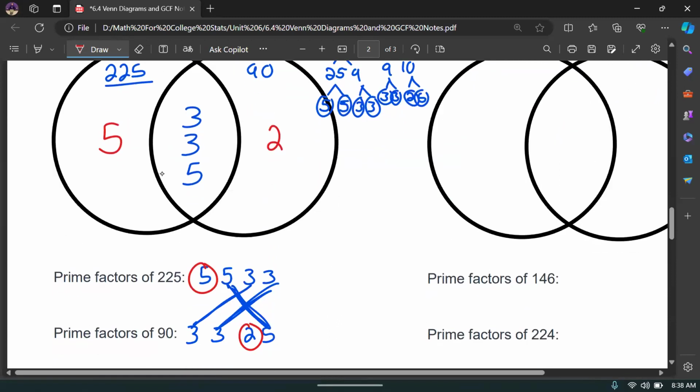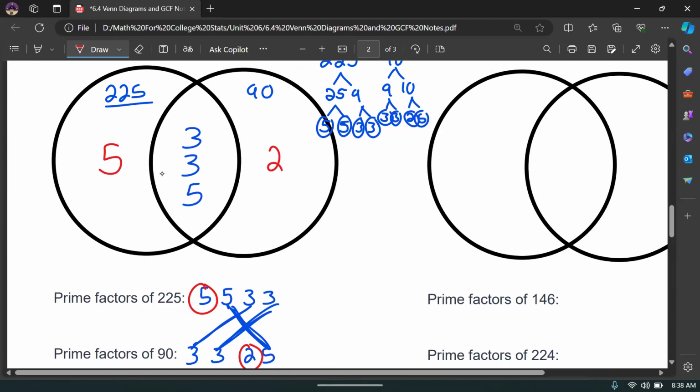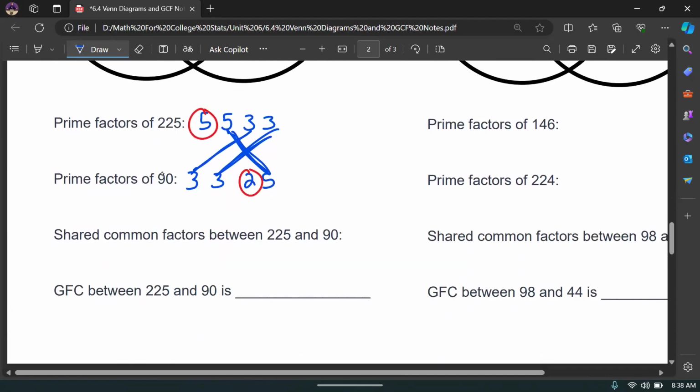And so there you go. Again, that's the Venn diagrams. Now in the middle, again, you can see 3, 3, and 5, which if you multiply them together, 3 times 3 is 9. 9 times 5 is 45. So 45 is the GCF, the common factor.